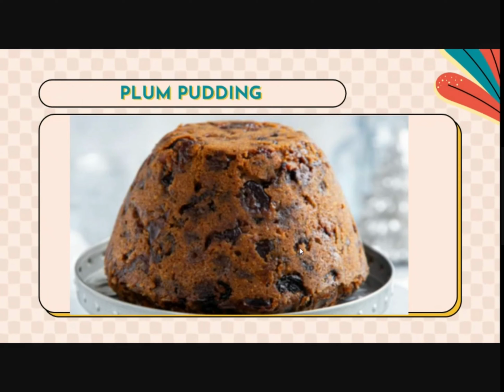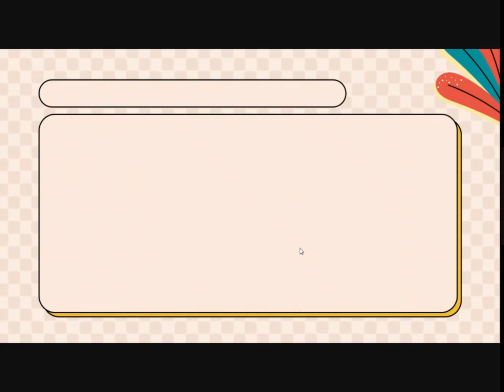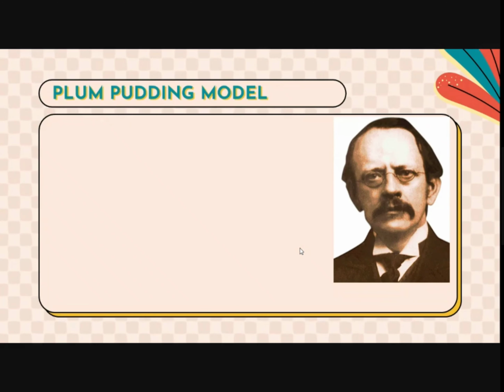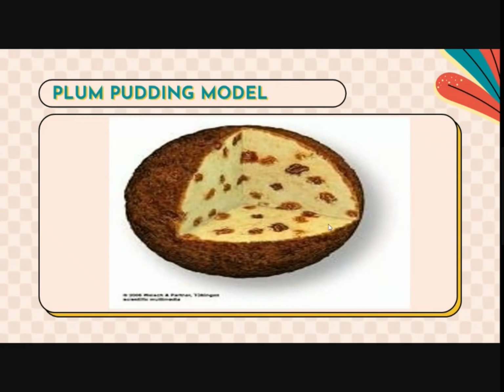There was a scientist, his name was J.J. Thomson, and he came up with this theory of an atom using this plum pudding. Are you all interested in knowing how he used this? Well, let's look at how he used it. He named that model the plum pudding model. This theory was given by Sir J.J. Thomson, that is his picture over there, and he used this plum pudding as a medium for his theory.